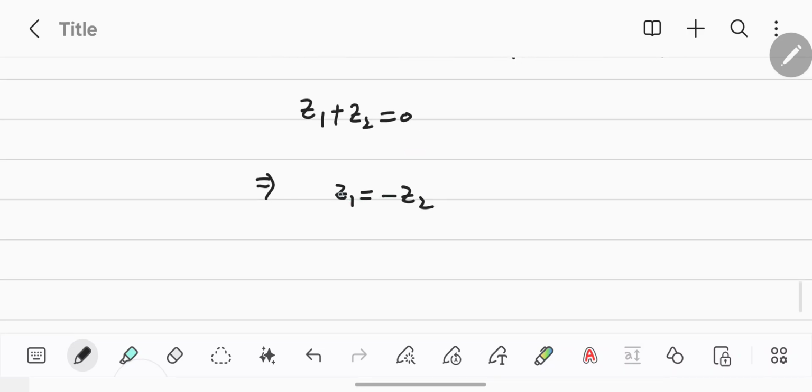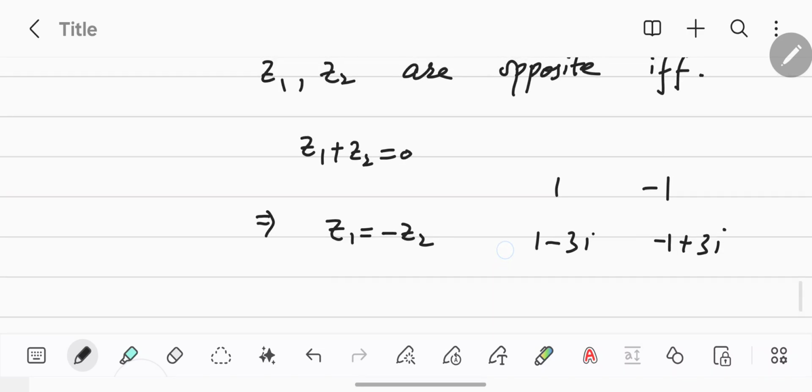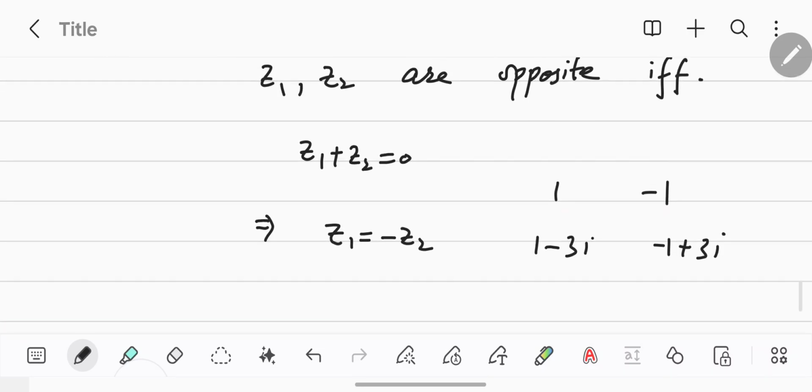That means two complex numbers are called opposite if one is the negative of the other. For example, what's the opposite of 1? It's negative 1. What's the opposite of 1 minus 3 iota? It's negative 1 plus 3 iota. The opposite of this is this one. Okay, because this is plus, you make it negative. This is negative, you make it plus. Okay, so this way you say that two numbers are opposite of each other.